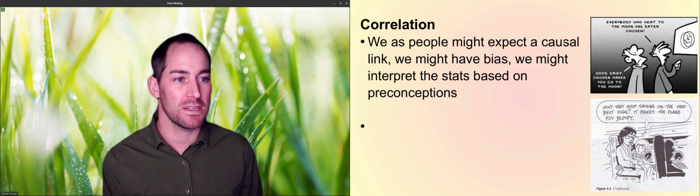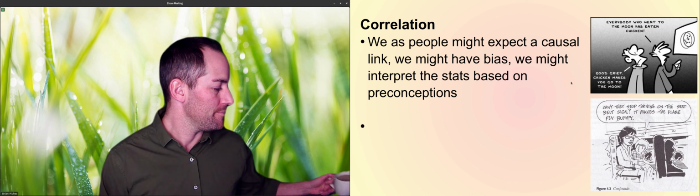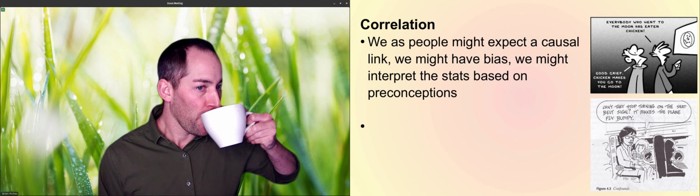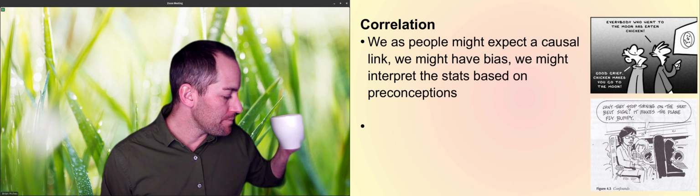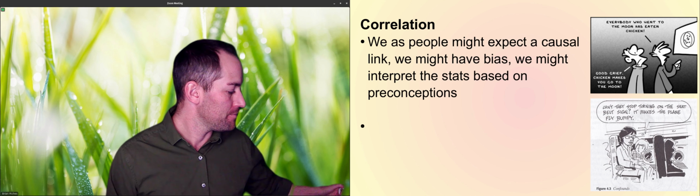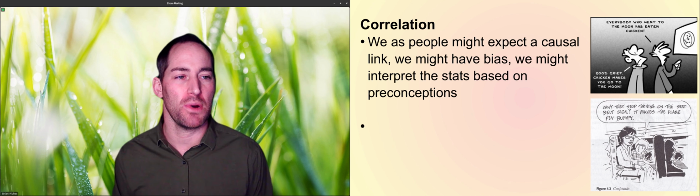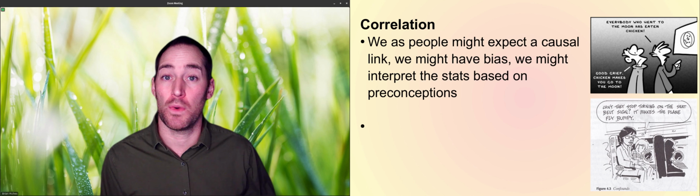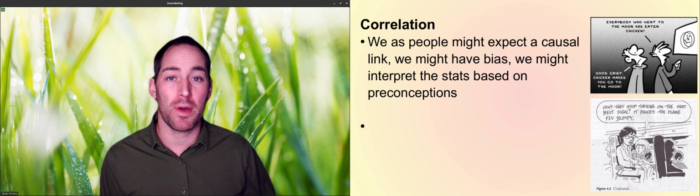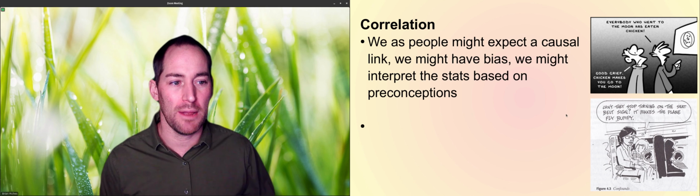So let's read these couple comics really quick. I'll just be quiet so you can read them. So these do show more than just correlation causation problems, but this does give a good example here. They're related variables. Yes, everybody who has gone to the moon has eaten chicken, but it doesn't mean one causes the other, right?